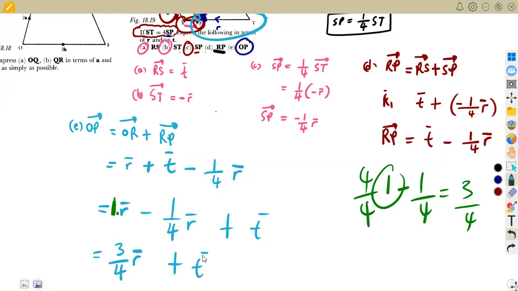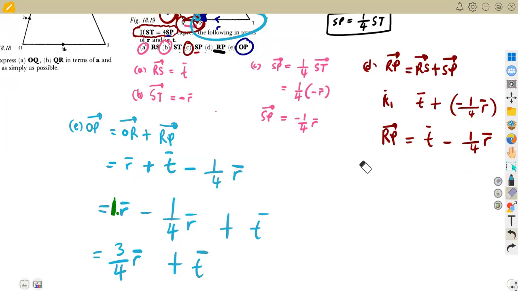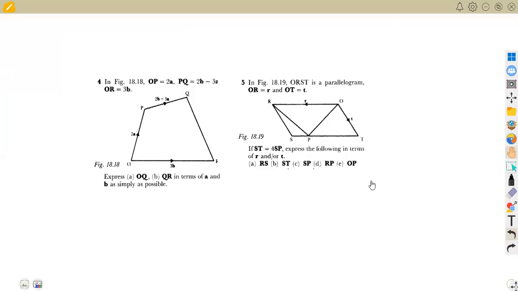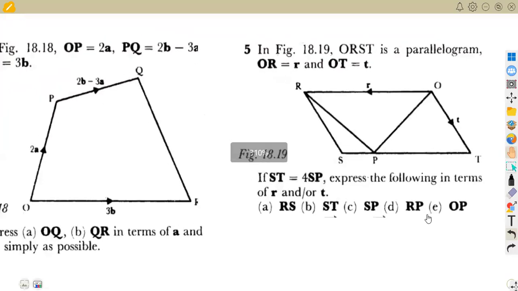3/4 vector R plus T. So this is the easier way that we could have taken to work with the information that we are already given. Use the information that you're already given. So there are many questions to come that need us to apply the properties of these vectors, the properties of the shapes. So we shall see more questions to come, and also typical exam questions containing vector 2 and also vector 1.